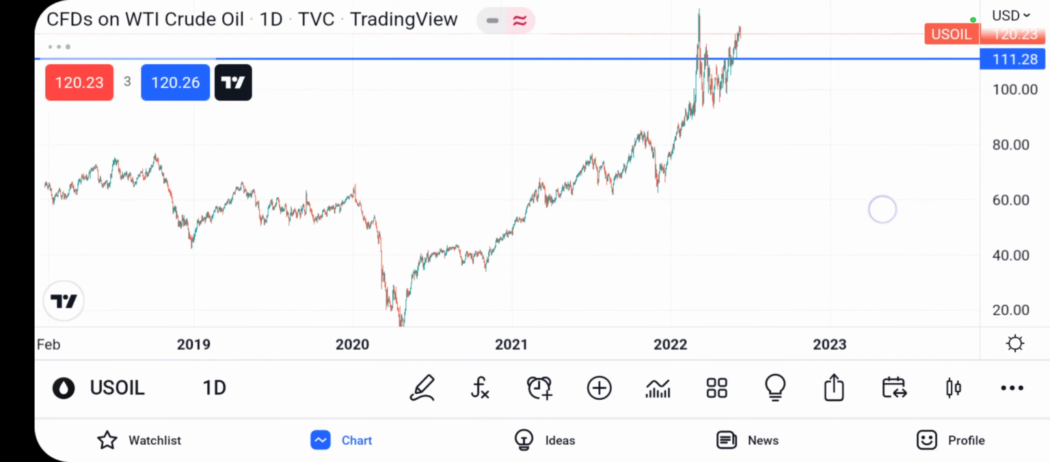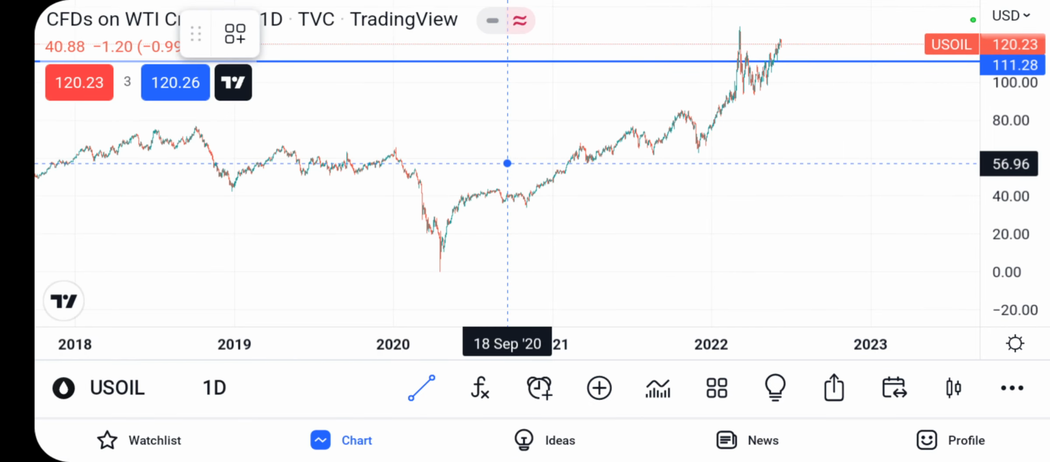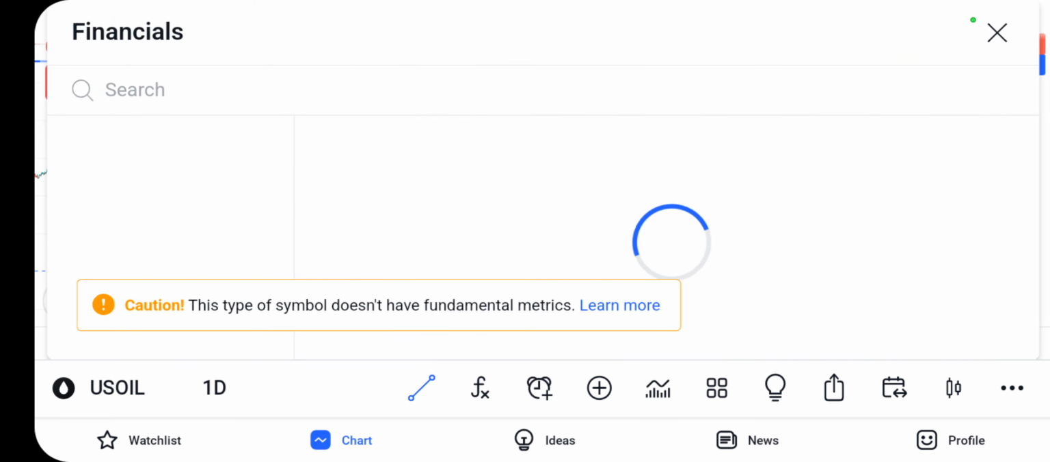On the daily, you can simply see that this kind of asset was going like this.